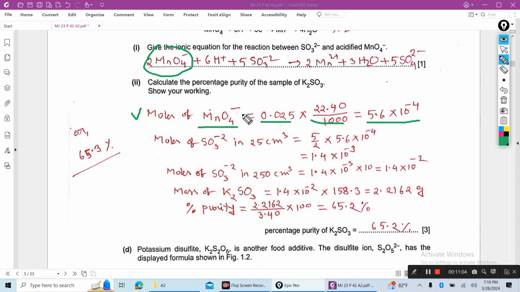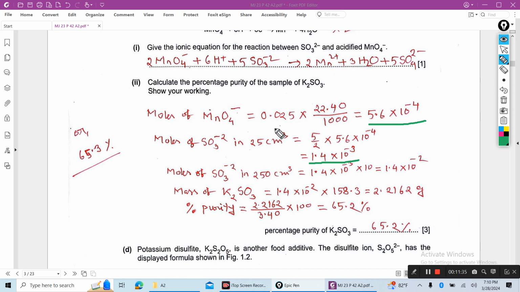Then moles of sulfite ion. Using the ratio, moles of sulfite ion in 25 centimeter cube, the ratio is 5 by 2. This ratio 5 by 2. So 5 over 2 times the moles of manganate, and you get 1.4 times 10 to the power minus 3.